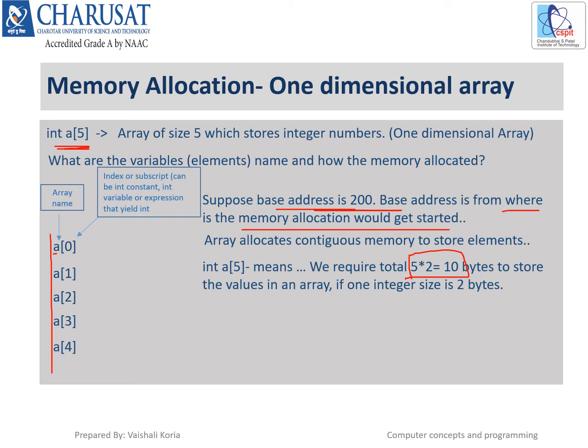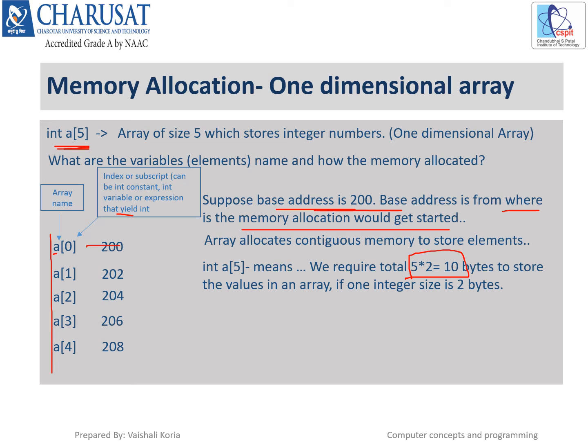Now this index or subscript can be an integer constant, an integer variable, or any expression that gives you an integer. Now if the base address is 200, the base address is also the address of the first element of the array. So A0's address is 200, so 200, 201 will be for A0, and 202, 203 for A1, like this.